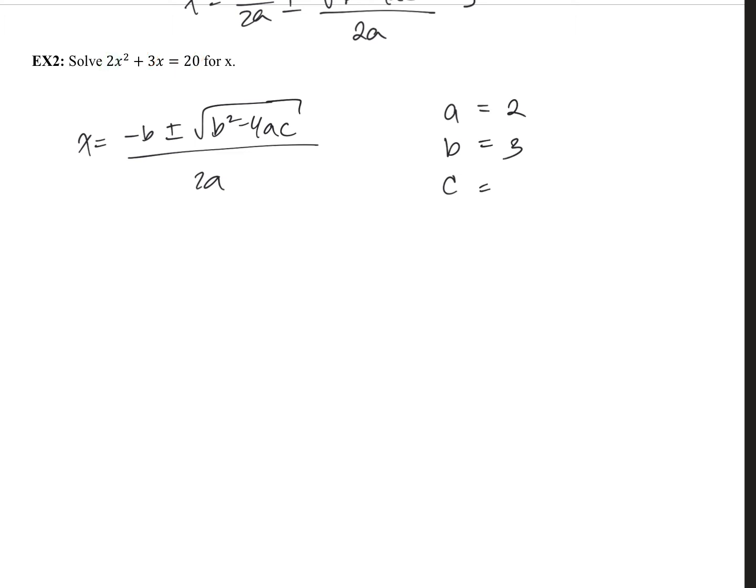Remember, I can only pull the values from the quadratic formula if the equation is equal to 0. So I need to move that 20 to the other side and set it equal to 0. Once I have it set equal to 0, then I'm allowed to pull off all my a, b, and c values. So my a was 2, my b was 3, and now we can find c because we had it set to 0. C is negative 20.